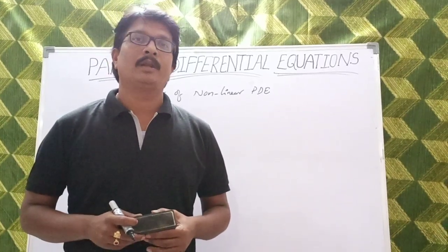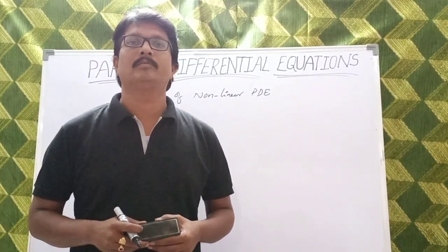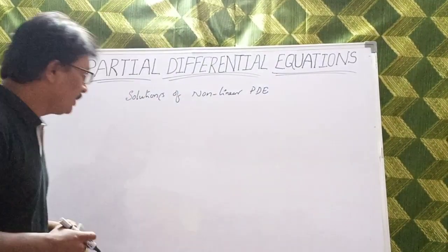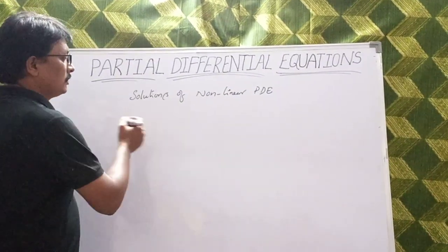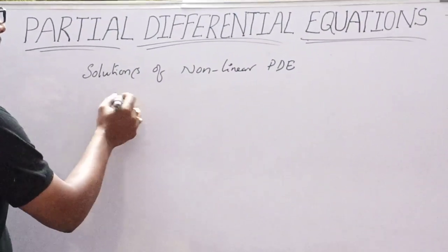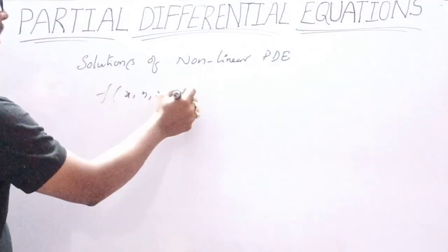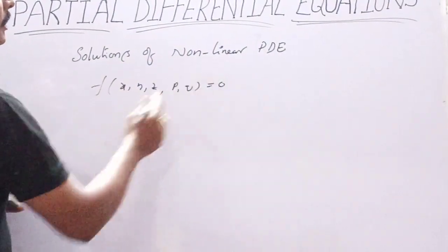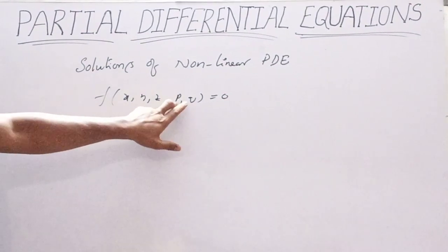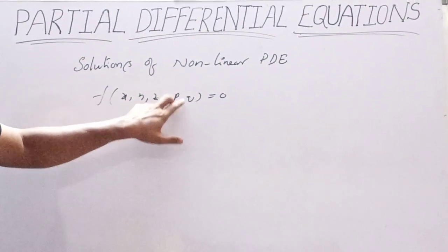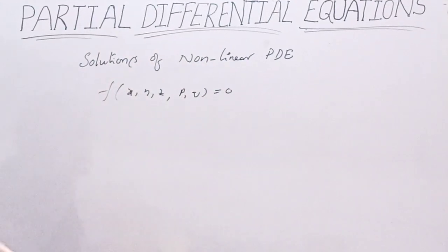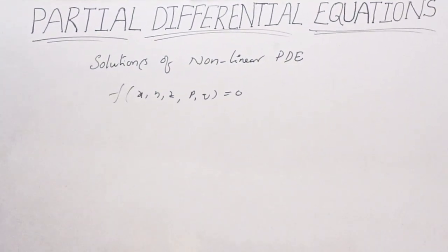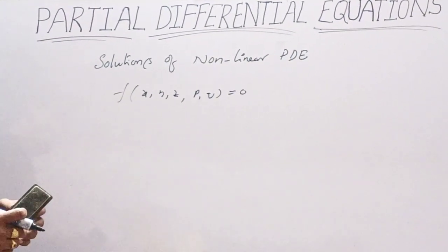Hi students, in continuation of solutions of linear PDE, today we are going to discuss non-linear PDE. What is meant by a non-linear PDE? Suppose an equation of the form f(x, y, z, p, q) = 0, where p and q are ∂z/∂x and ∂z/∂y. If the degree of p and q is more than 1, then these equations are called non-linear partial differential equations. The solutions of non-linear partial differential equations are of four different types.